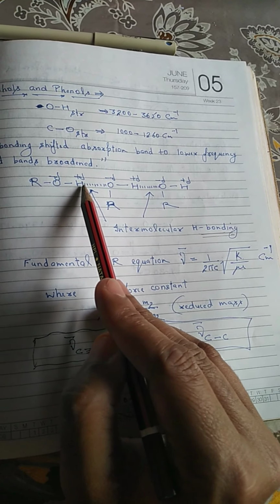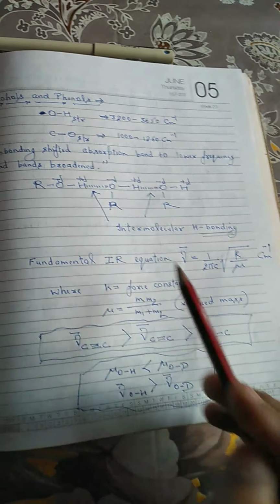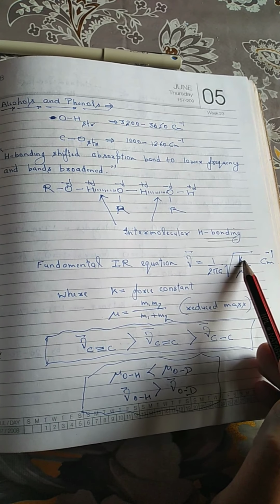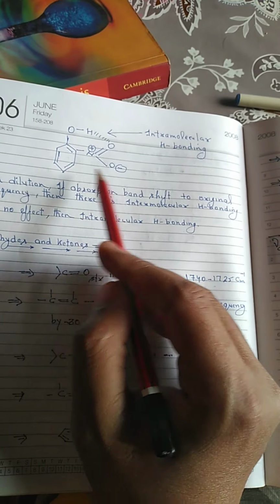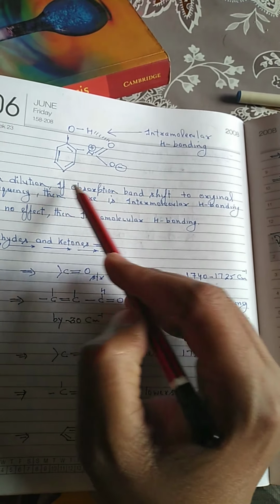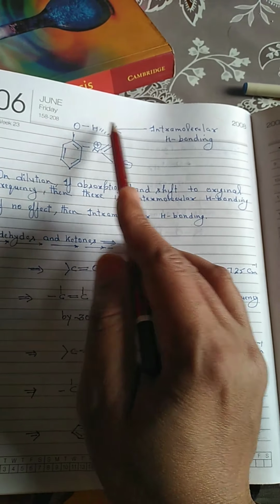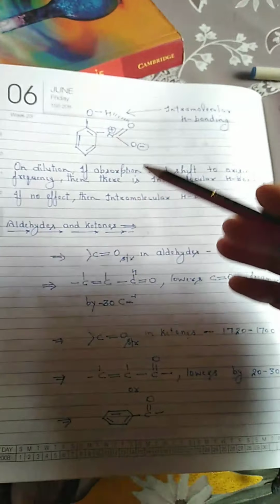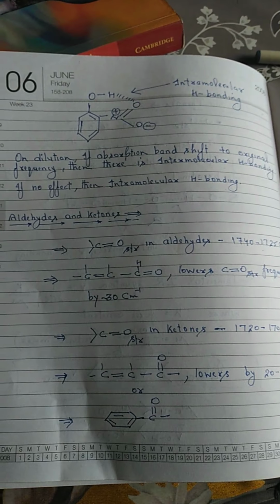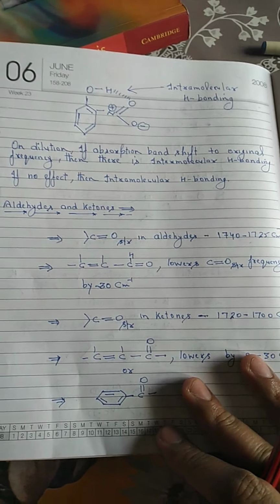Hence, the OH bond is again stronger, which means the force constant increases. It means the vibrational frequency also increases. On the other hand, if we dilute the sample, there is no effect on intramolecular hydrogen bonding, because intramolecular hydrogen bonding exists within the same molecule. Therefore, we can differentiate between inter and intramolecular hydrogen bonding.